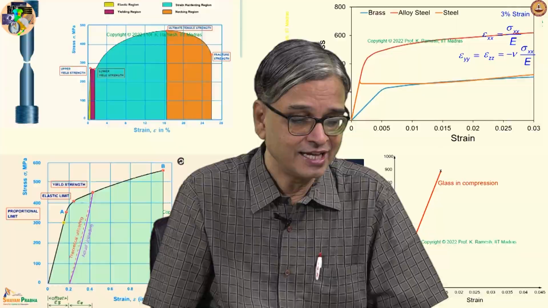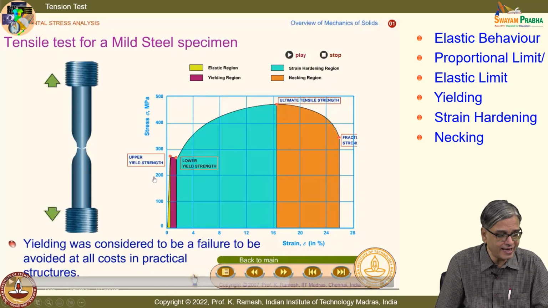Is the idea clear? And the moment you have yielding, the material has not failed. The material has failed far away. It has failed only when the strain has reached this extent.